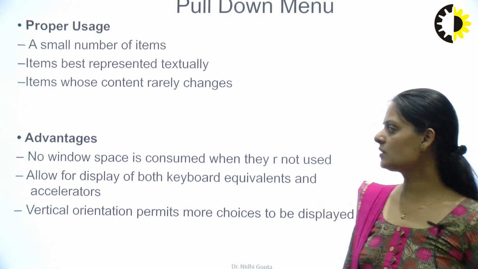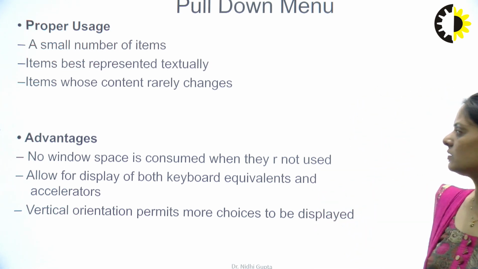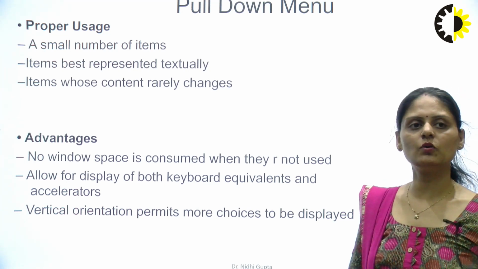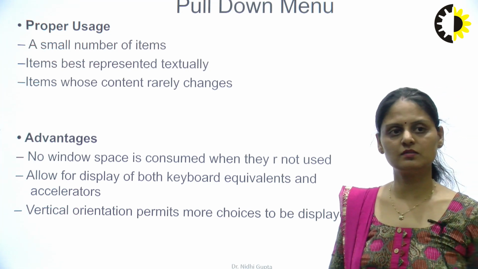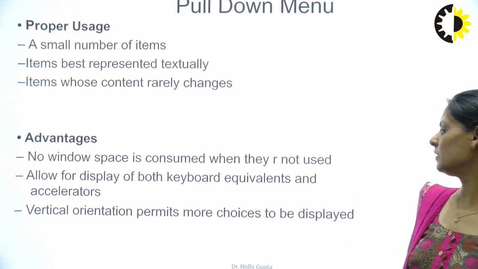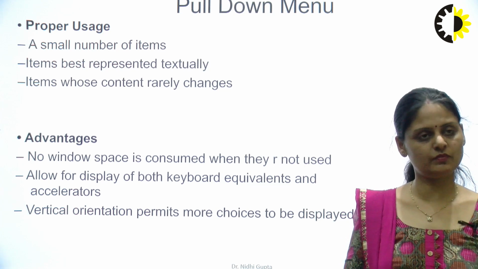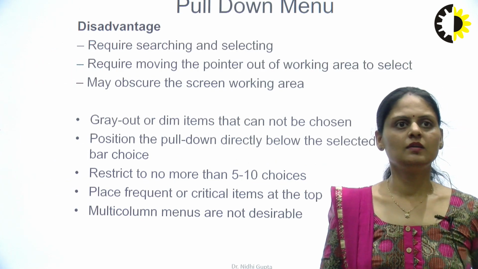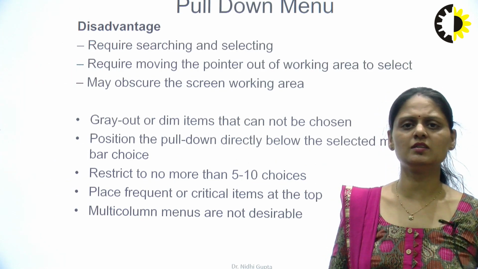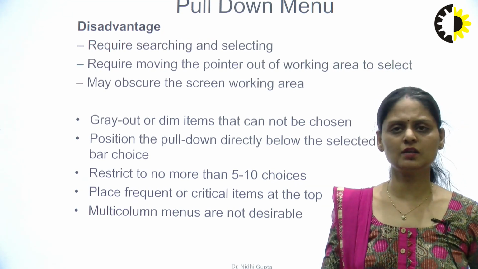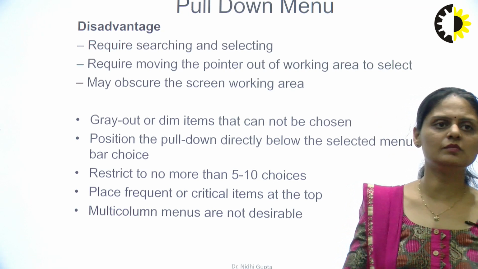The advantage is no window space is consumed when they are not used. They allow for display of both keyboard equivalents and accelerators. Vertical orientation permits more choices to be displayed, so vertical orientation may be the appropriate one. Disadvantages: they require searching and selecting, and require moving the pointer out of the working area to select, as in the single menu case.